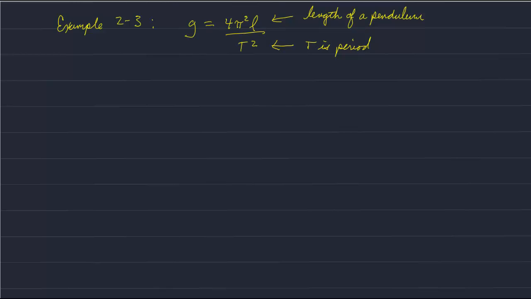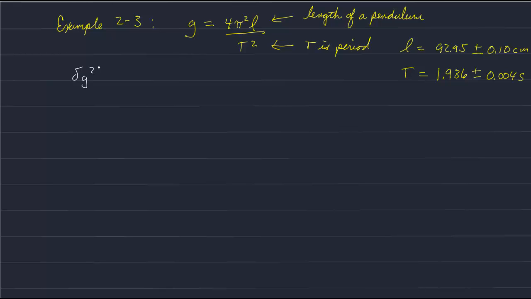So let's say that we are given that L is measured to be 92.95 plus and minus 0.10 centimeters. And the period is measured to be 1.936 plus and minus 0.004 seconds. So let's estimate g. So first, let's estimate the uncertainty of g.